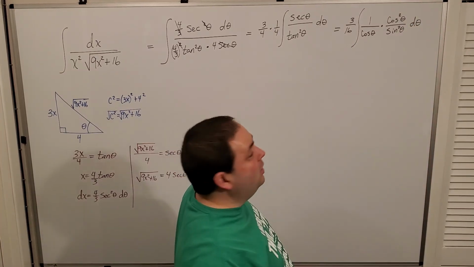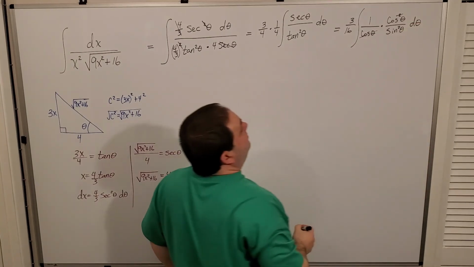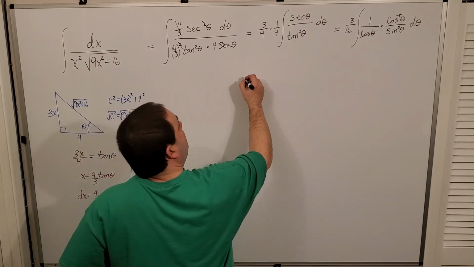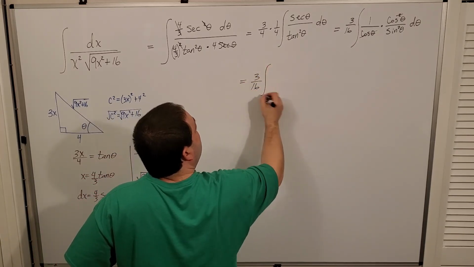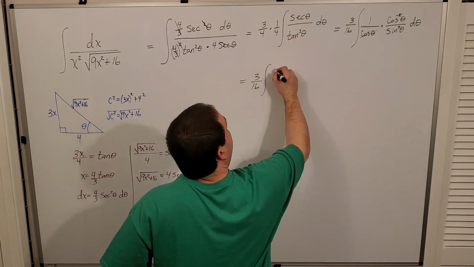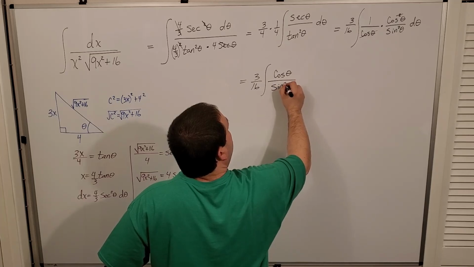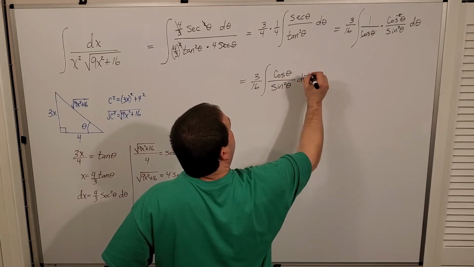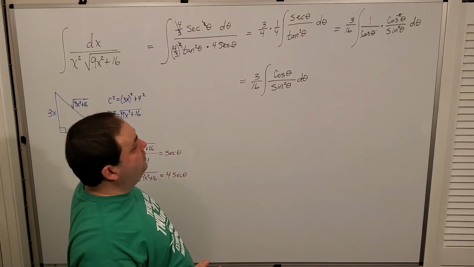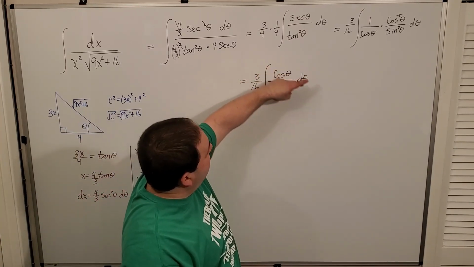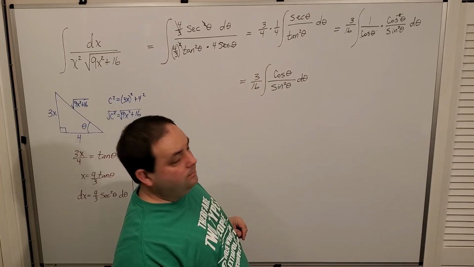Okay, so I can reduce a little bit more. This cosine will wipe out with one of these, leaving me with 3/16 times the integral of cosine theta over sine squared theta d theta. Now this is a substitution I can do. Cosine theta d theta is the derivative of the sine theta.